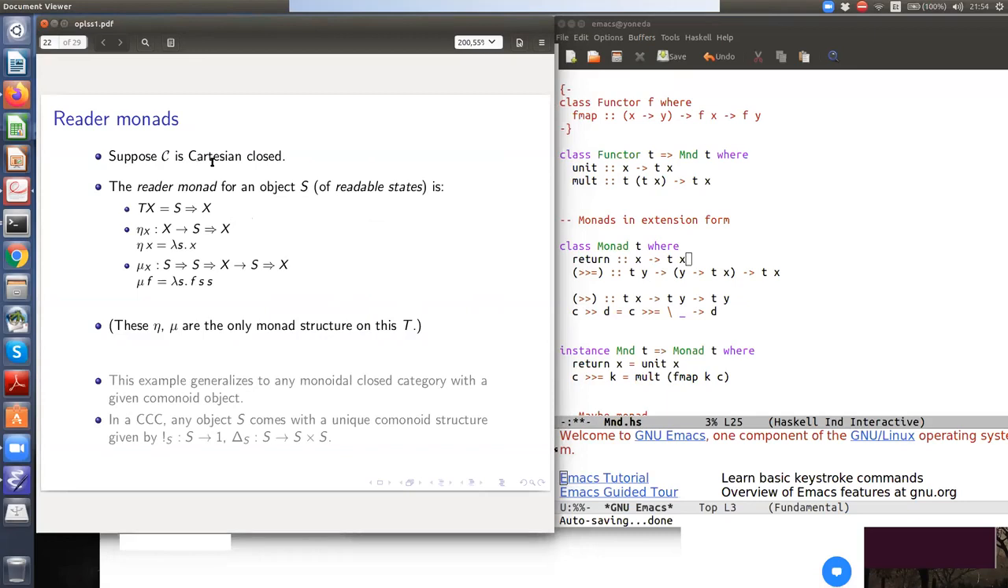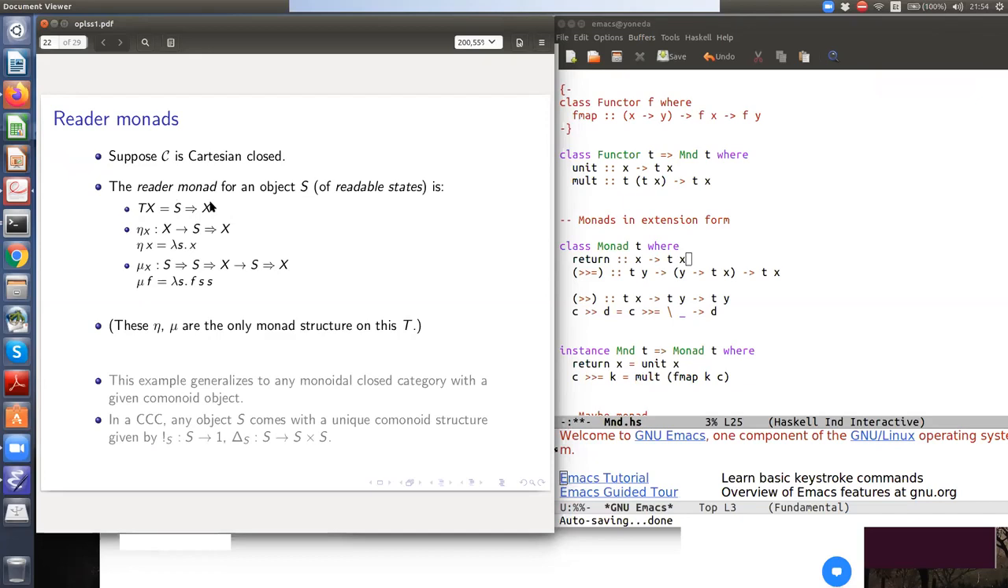Suppose my category is Cartesian closed. This just means that it at least has products and function spaces. Then you can define the reader monad. For a given X, T of X is functions from S to X. This is the internal function space of the category. S you think of as the set or type of readable states or data values from a state, you could say. And then what's the game of this sort of trivial computations and flattening of computations? If you've got a computation here, it is really something that reads and returns, nothing else.